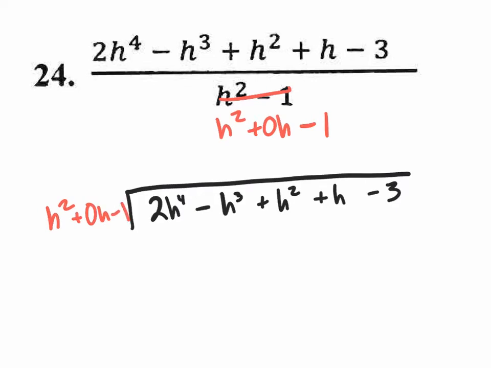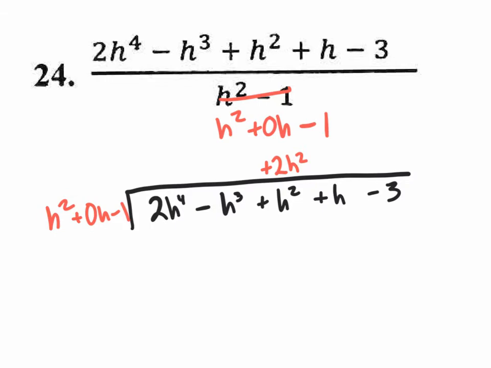So when I think of this divided by this, I don't think of the whole giant polynomial divided by this polynomial. I look at the first term only. So, and I look at this first term only. So I say h squared times what will give me this identical value, 2h to the fourth. 2h squared, right? Now, where am I going to write that 2h squared? I'm going to write it above the other h squared. You always want to be organized, right?